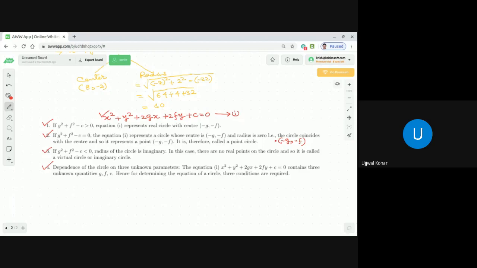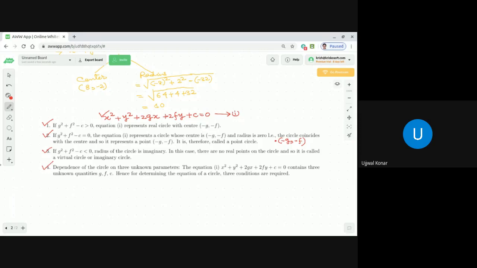The equation x square plus y square plus 2gx plus 2fy plus c equal to 0 contains three unknown quantities g, f and c. I repeat, dear students, the equation x square plus y square plus 2gx plus 2fy plus c equal to 0 contains three unknown quantities g, f, c. Hence, for determining the equation of a circle, three conditions are required.